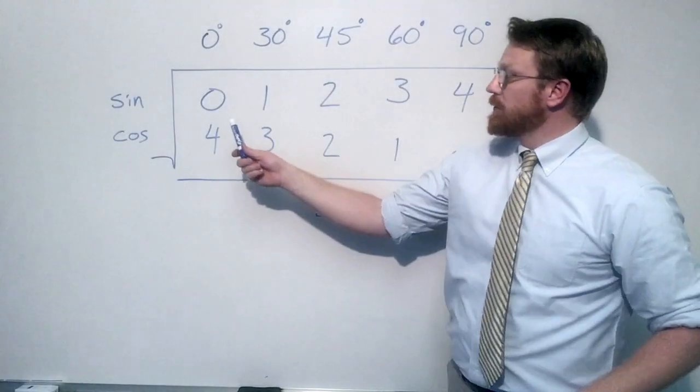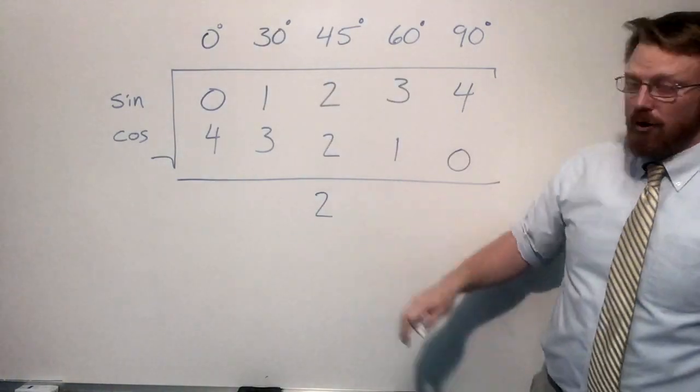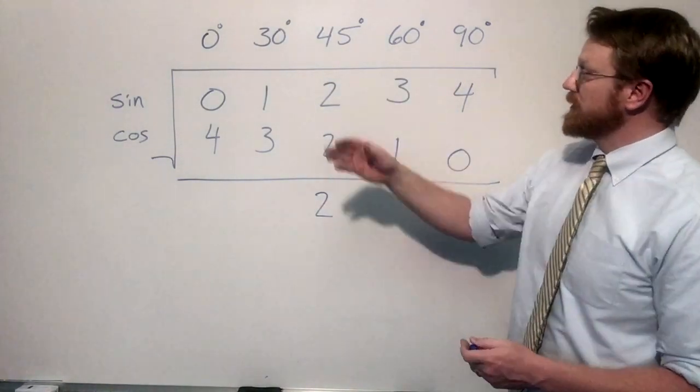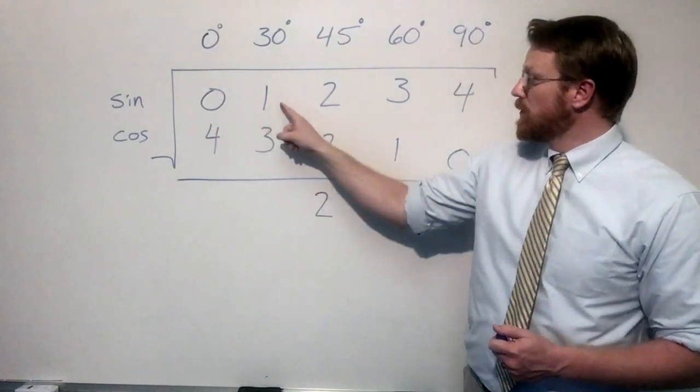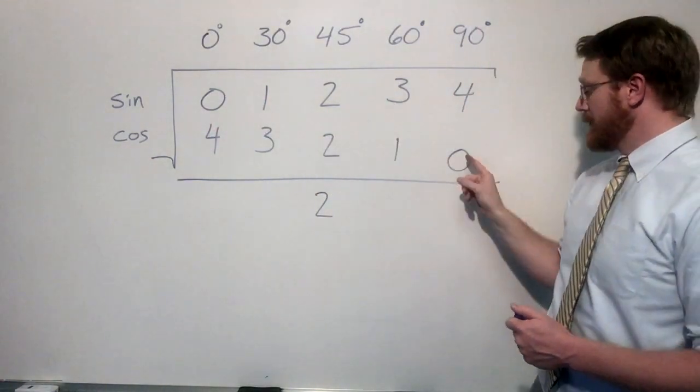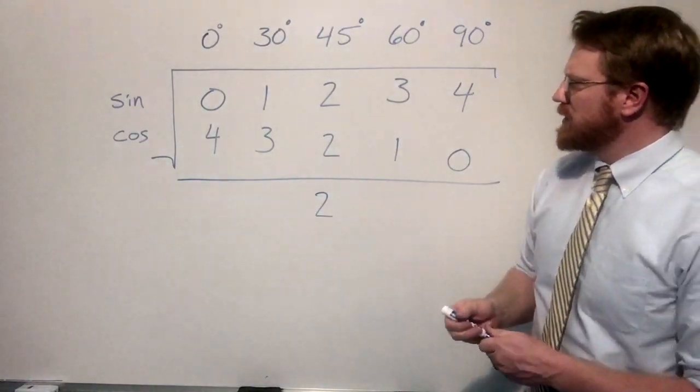Another useful chart to generate these common ratios for sine and cosine, we have the square root numerator over 2. So this is going to work for 0 through 90, and to generate this chart, you're just cranking out a 0, 1, 2, 3, 4, and then doubling back 0, 1, 2, 3, 4, all over 2. So let's see how to use this chart.